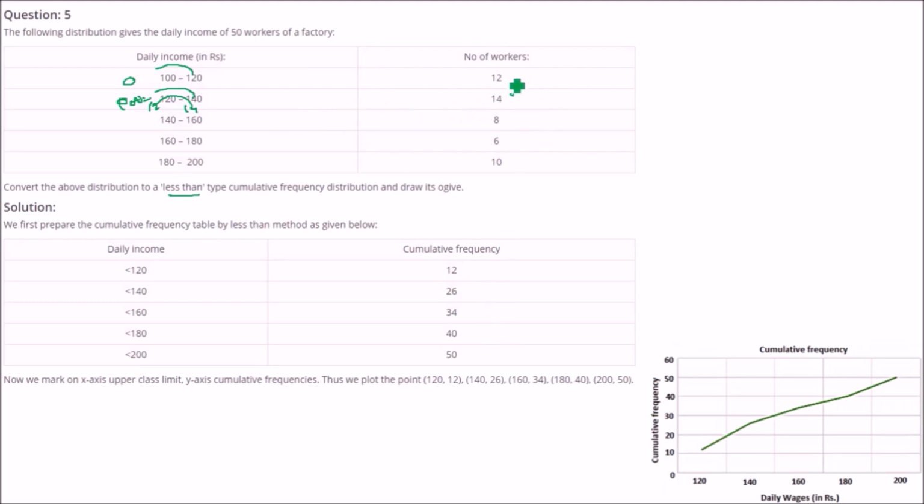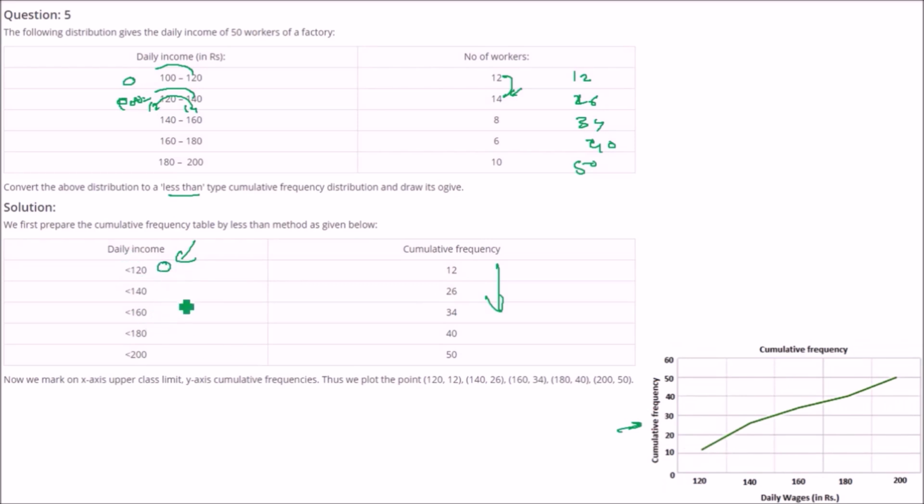So this is how we compute it. 12, 12 plus 14 will be 26, 26 plus 8 will be 34, 34 plus 6 will be 40, and 40 plus 10 will be 50. So this is what we have done here, cumulative frequency for less than. Now cumulative frequency has to be taken on the y-axis and this has to be taken on the x-axis.